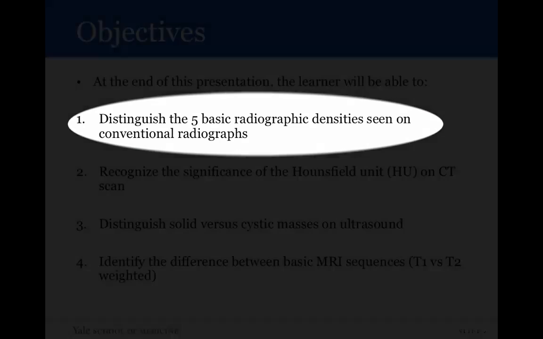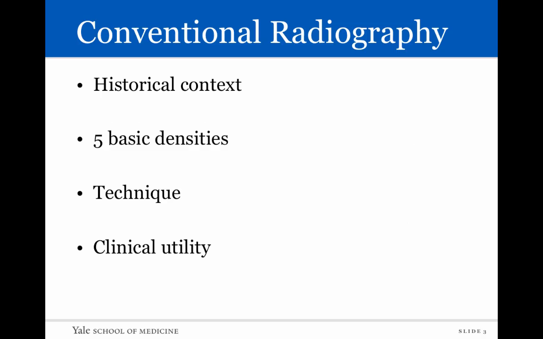For the conventional radiography portion of this lecture, the objective is to be able to distinguish the 5 basic radiographic densities on radiographs. So we'll start off with conventional radiography. We'll dive a little bit into the historical context before going into the 5 basic densities, the techniques that we use, and the uses for it from a clinical perspective.